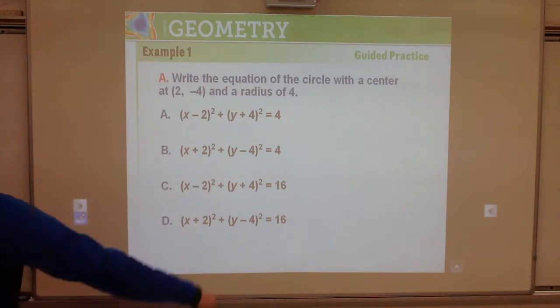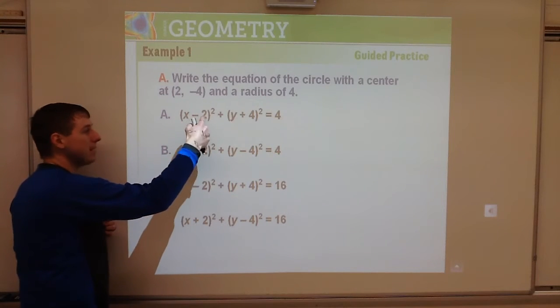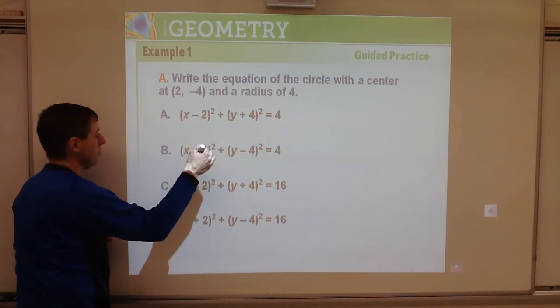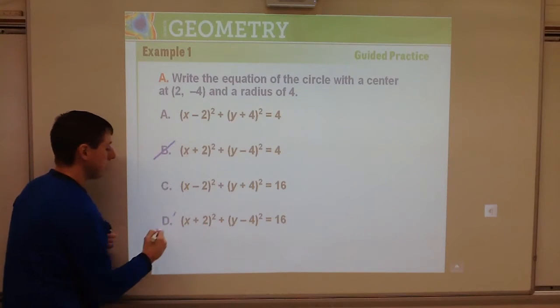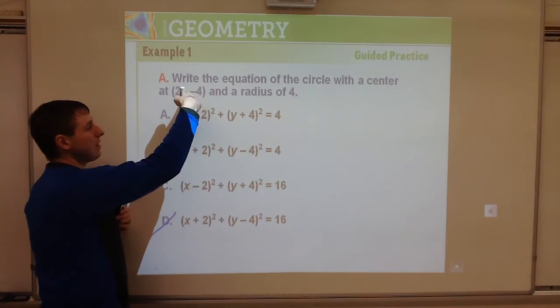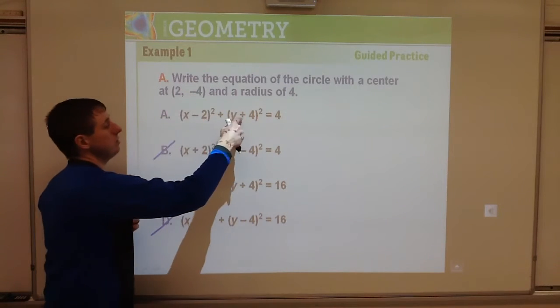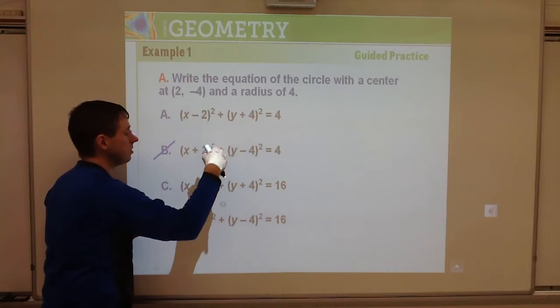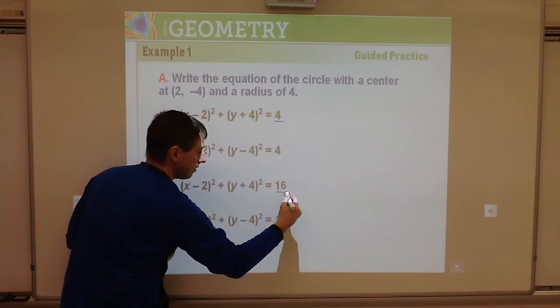So if it's a positive 2, that means it'll stay x minus 2. X plus 2, that's already gone. X minus 2, could be right. X plus 2, already gone. And if this says -4, when I put it in, it's minus a negative, which makes it plus 4. So that one can still be right. That one can still be right. The only difference is right here at the end.